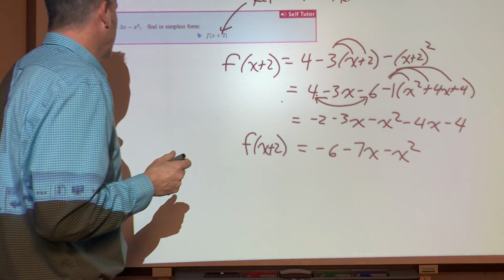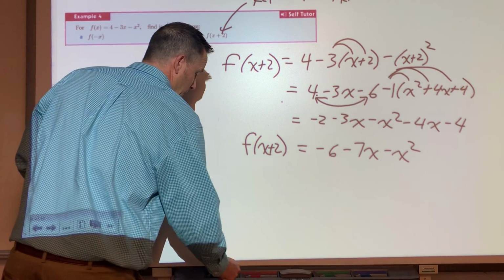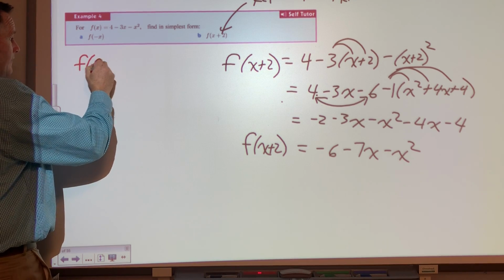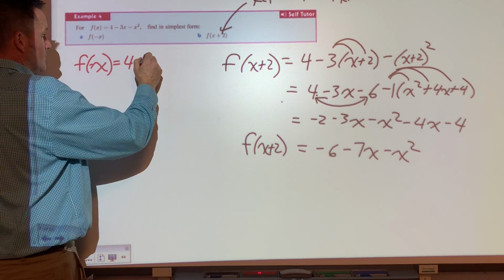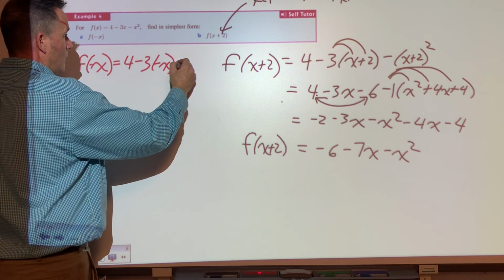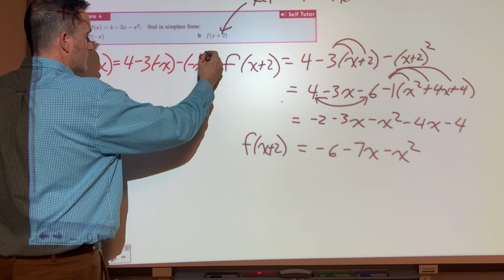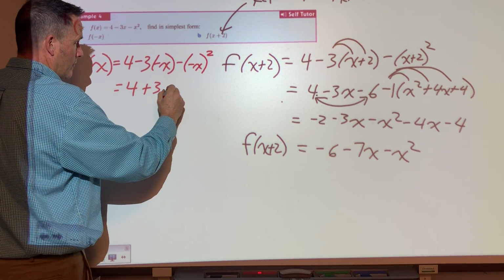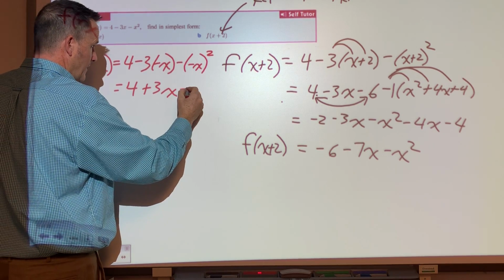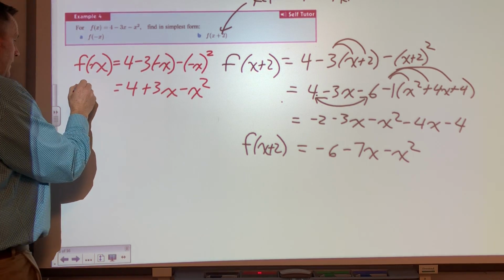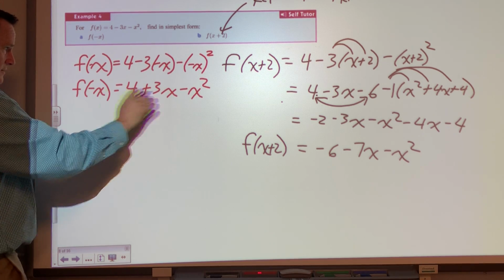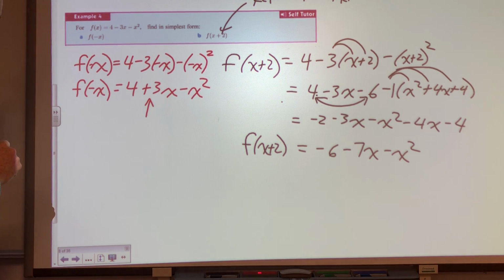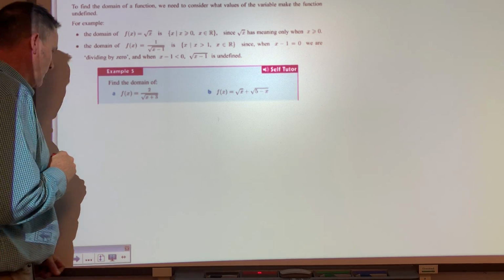Similar idea over here. For negative x, I have f of negative x, 4 minus 3 times negative x, minus negative x squared. Negative times negative makes that positive. Negative x squared is still negative, so that doesn't change. So f of negative x is that. So the only major change that happened there was right there. What else we got? Well, we'll talk about that in the next video.